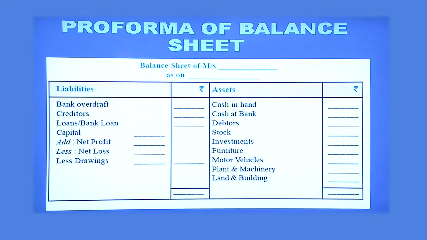Balance sheet is divided into two parts. Here is the format. Under liabilities, you can include bank overdraft, creditors, loan, capital. The amount that is given in the question will be written in the inner column. Then along with that, you have to add the net profit, and if there is a net loss you have to deduct the net loss, and if drawings is given you have to deduct the drawings, and the remaining amount only will come in the outer column. Under assets, you can include all the fixed assets and current assets. Here I have written current assets first, that is cash in hand, cash at bank, debtors, stock. Under fixed assets, investment, furniture, motor vehicle, land and building, plant and machinery, etc.